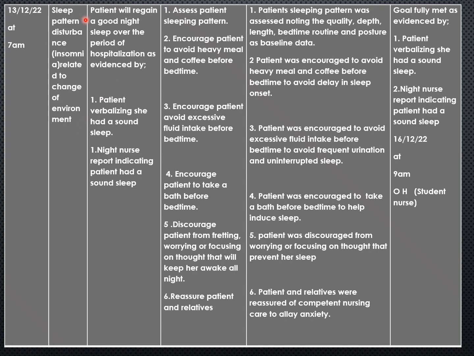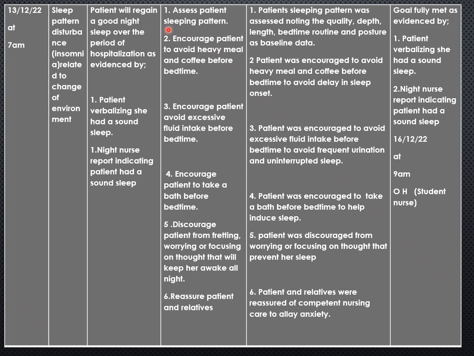Right. Then you go to your objective or expected outcome criteria. You have: patient will regain a good night's sleep over the period of hospitalization, as evidenced by 1. Patient verbalizing she had a sound sleep at night. Then 2. Night nurse reports indicating patient had a sound sleep at night. Good. Then now go to your nursing orders.